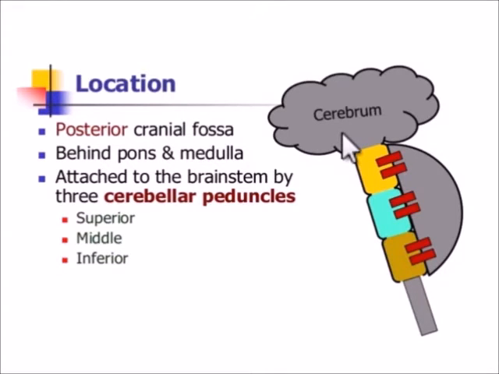Cerebellum is located in the posterior cranial fossa and it lies behind the brain stem. The brain stem consists of midbrain, pons, and medulla. And with this brain stem, it is connected by three cerebellar peduncles: connected to midbrain by the superior cerebellar peduncle, with pons by the middle cerebellar peduncle, and connected to medulla by the inferior cerebellar peduncle.